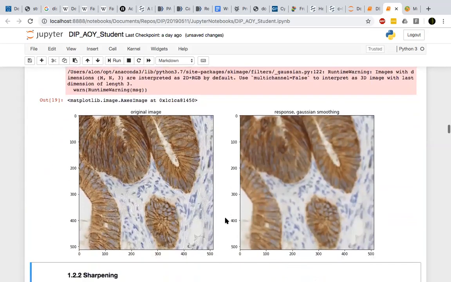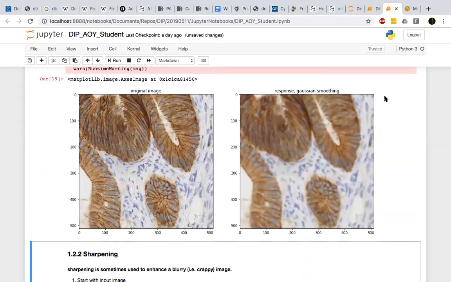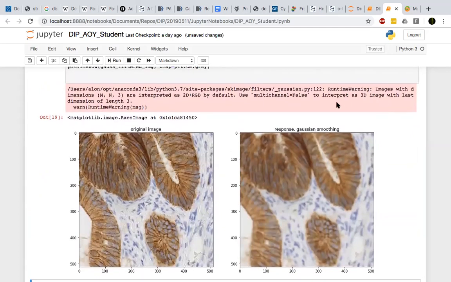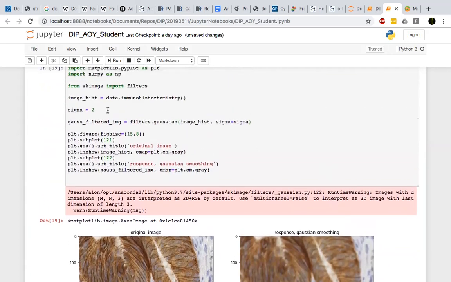So it knew that this is multi-channel, and it told us that if you really want to tell it that it's not multi-channel, make sure to say so. You see this is the original image, and this is the smooth image. Did anyone play around with changing the value of sigma and seeing what that does? Let's try that. What would happen if I put sigma at 0.5?